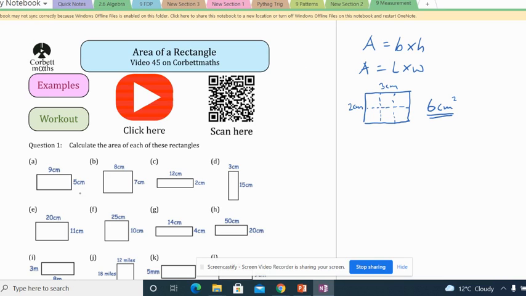If we're looking at A there and we're showing our working, we want to write our calculation. So area equals the base times the height. The base is 9, the height is 5. And so area equals 9 times 5, which is 45. That's in centimeters, so our unit is centimeters squared. The unit's important. When we're dealing with area, we always have this little squared here.